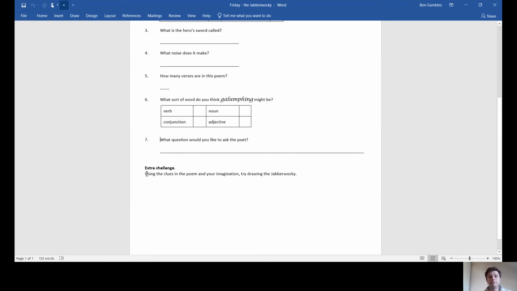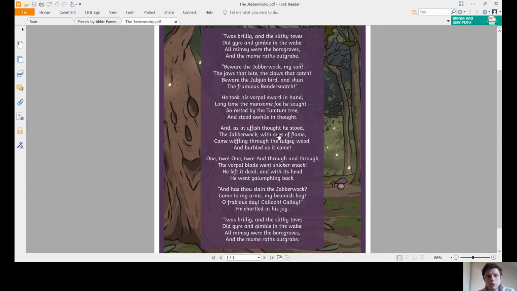And then the extra challenge says, using the clues in the poem and your imagination, try drawing the Jabberwocky. So the Jabberwocky is this made-up monster. We don't know what it looks like. We don't know anything about it, really. There are a few clues in the poem. We know it's got eyes of flame. We know it's got jaws that bite and claws that catch. We know it's got a head because it gets cut off. And that's about all we know. So have a go at drawing a monster that could be the Jabberwocky. And the nice thing about this is because we don't know what it looks like, you can't go wrong.